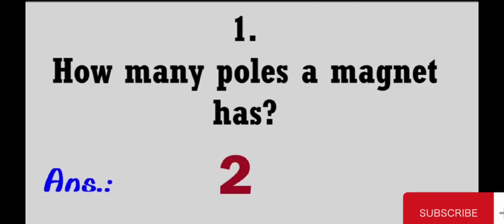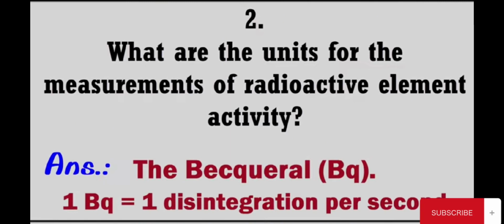How many poles does a magnet have? 2. What is the unit for measuring the activity of radioactive elements? Bq. 1 Bq is equal to 1 disintegration per second.